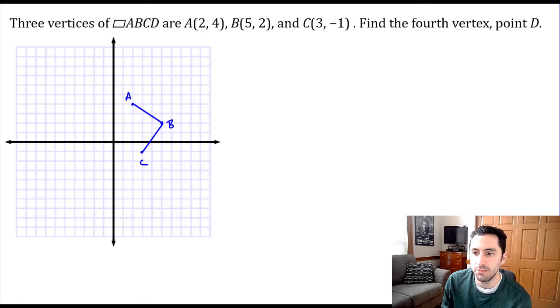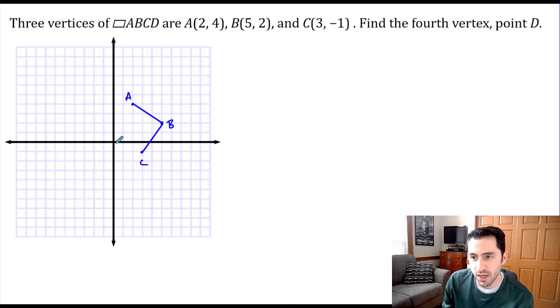So, based on the naming here, I know that A and B are consecutive, meaning I can connect them together with a segment, B and C. So just knowing that, drawing in those segments, I can tell that my vertex, this last one, is going to be over in this region here.